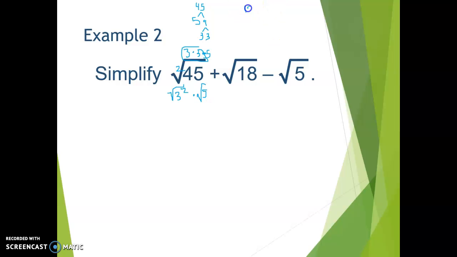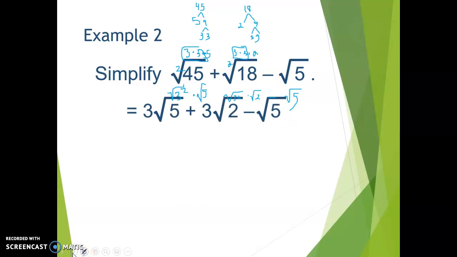Okay, 18, let's factor that. 18 can be broken down into 2 and 9, and 9 can be broken into 3 and 3. So that leaves us with 3 times 3 times 2. And based on what we did in the previous class, we're looking for groups of 2. There we go. So this one can be broken down into 3 squared and a leftover of 2. And 5 is already prime, so we can't do anything with that.